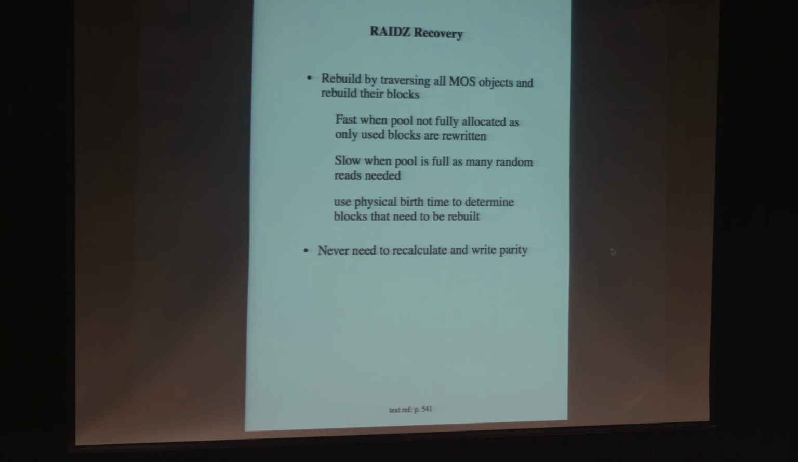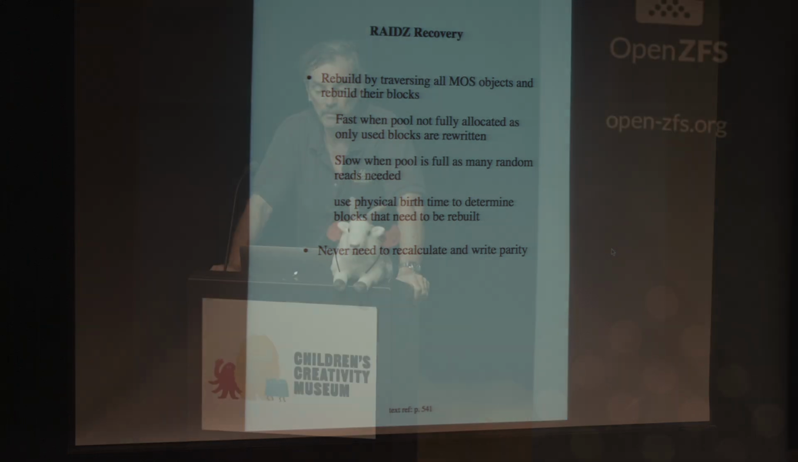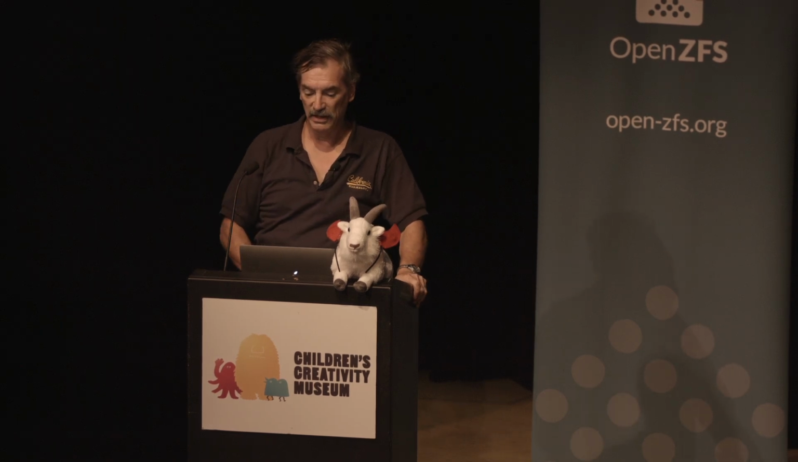By contrast, with a traditional RAID system, you lose a disk. You have to walk all the disks that make up the RAID group, reading every single one of them. So if we only have to read 20% of all the drives, then that's going to be faster than having to read all the drives. On the other hand, as the pool gets more and more full, it actually becomes slower than the traditional way, because unlike the traditional way where we're just doing sequential reads through the drives, here we're running around following all the various block pointers. And we use the physical birth time to determine blocks that need to be rebuilt, which I'm not going to get into the details of.